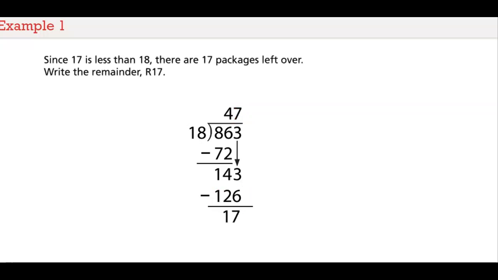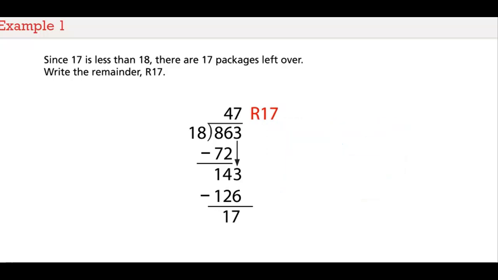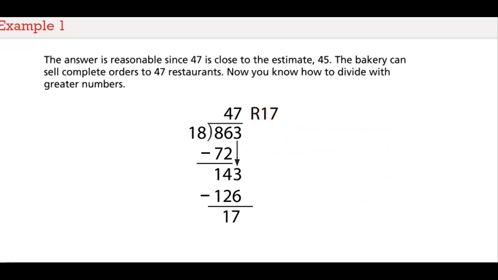Since 17 is less than 18, there are 17 packages left over. Write the remainder, R17. The answer is reasonable since 47 is close to the estimate, 45. The bakery can sell complete orders to 47 restaurants. Now you know how to divide with greater numbers. Great job!